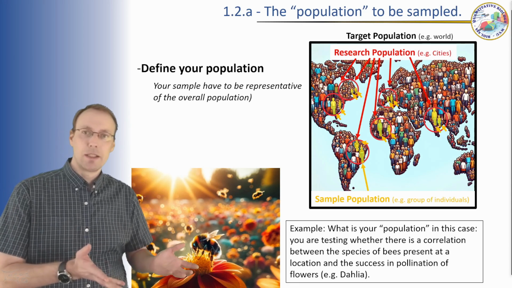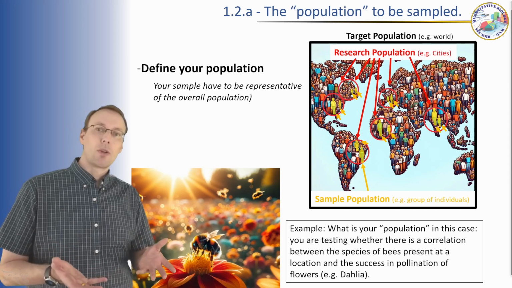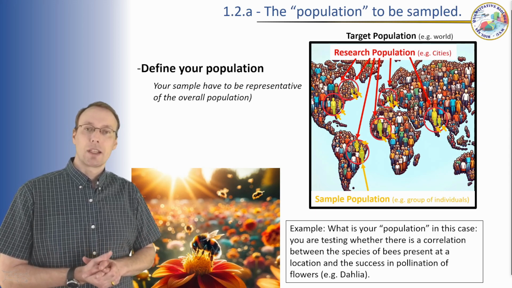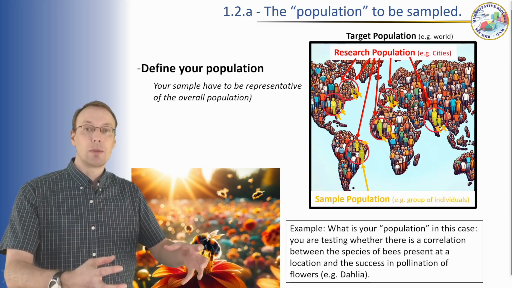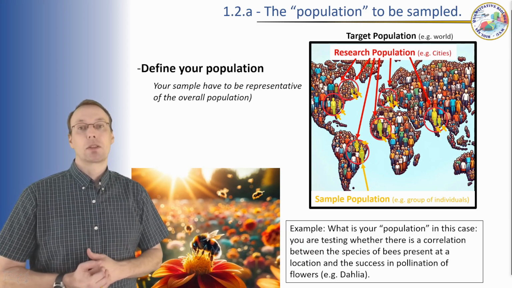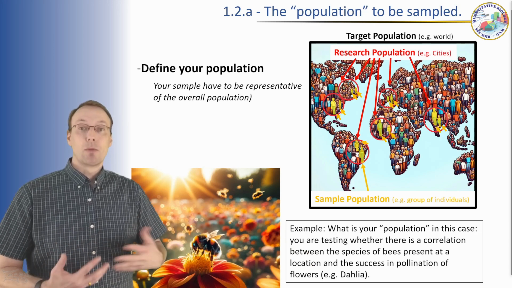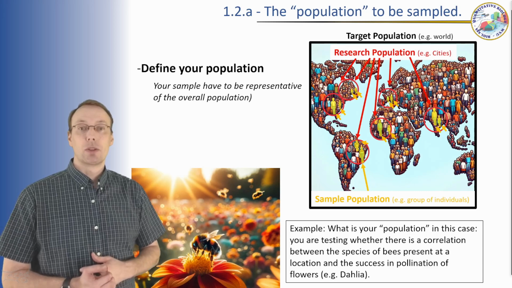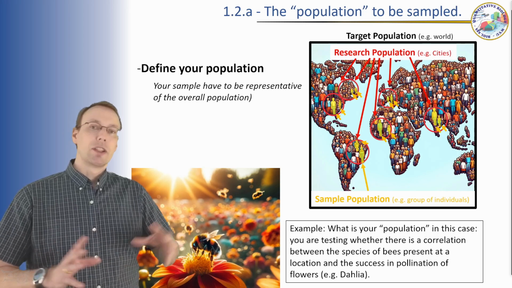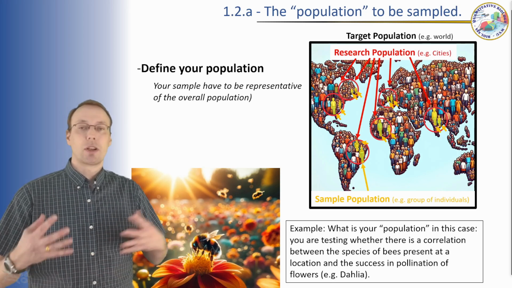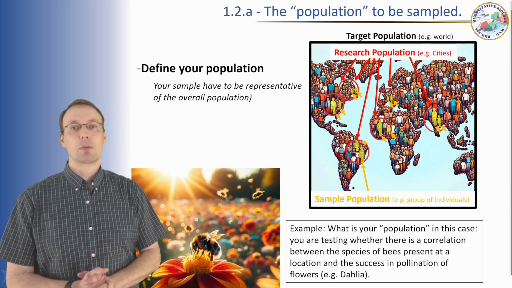Is it the bees, the different species of bees? Is it the flowers? Or is it, in this case, I think it would be the different environments. So a certain environment has a different combination of species of bees, and the flowers will be more or less pollinated. So you define your population based on that. Are you going to look at all different environments, fields, forests, or are you going to focus on a certain type of environment, what countries? And so defining your population is important.